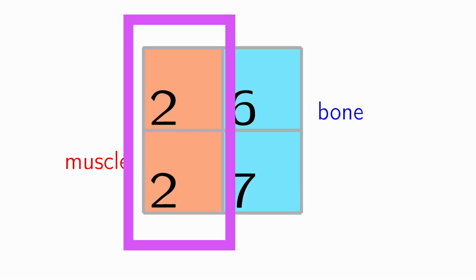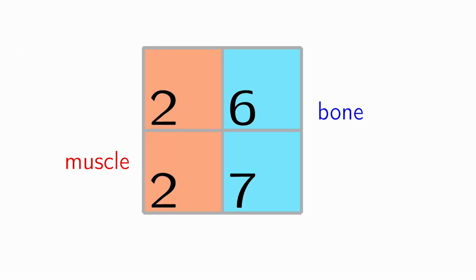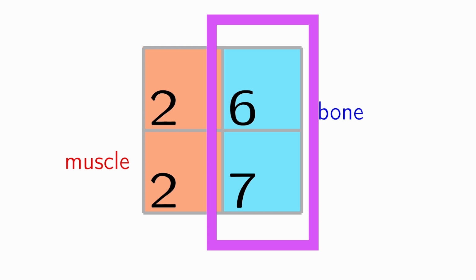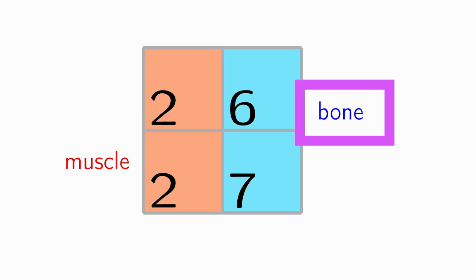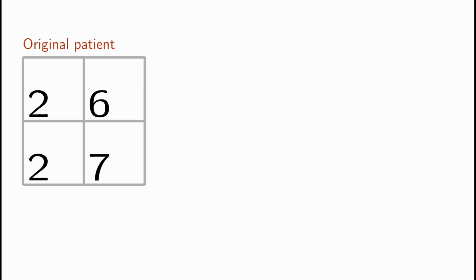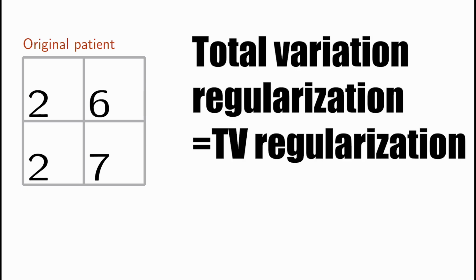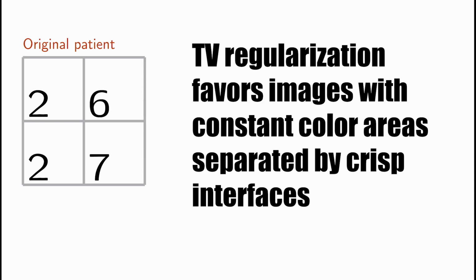Note that the left half of our original target has small numbers, so it's like soft tissue such as muscle. Bigger numbers in the right half indicate hard tissue like bone. We will reconstruct with total variation regularization, or TV regularization for short. It promotes a small number of constant areas separated by sharp interfaces.